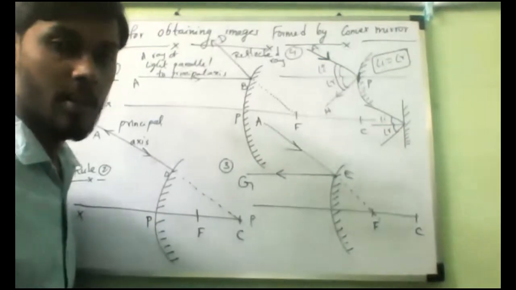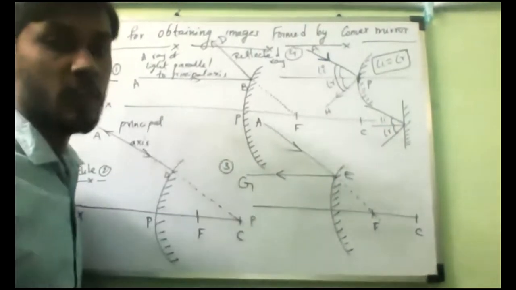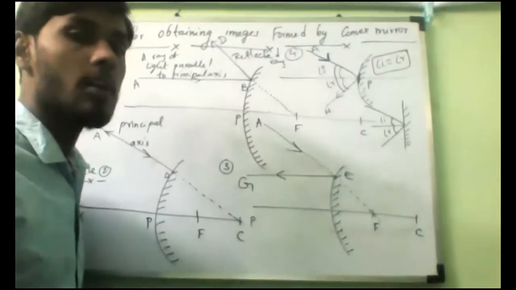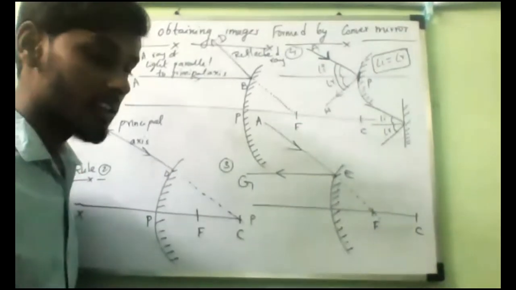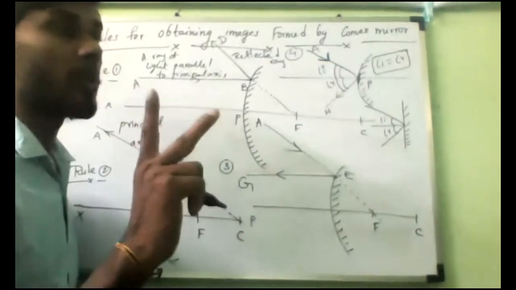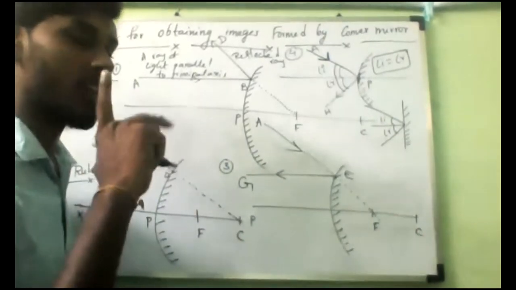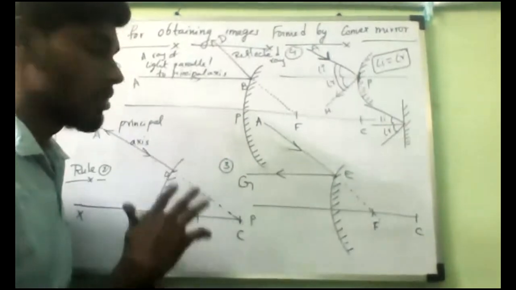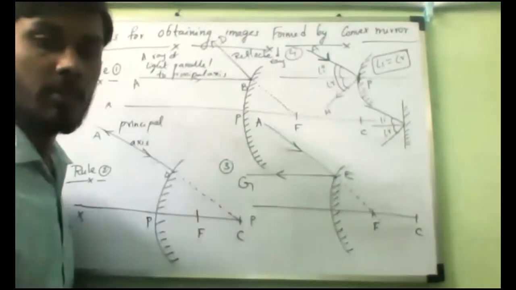Is there any doubt, anybody? You can ask me. You have to remember these 4 rules while drawing the ray diagrams. But the good thing is, here we have only 2 cases, only 2 images formed by the convex mirror. So that is what we will study now. Do you have any doubt in these rules, anybody?